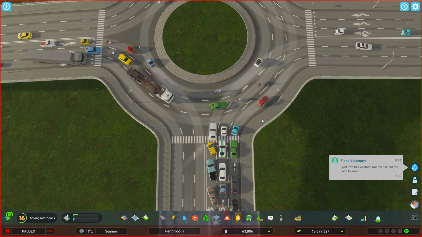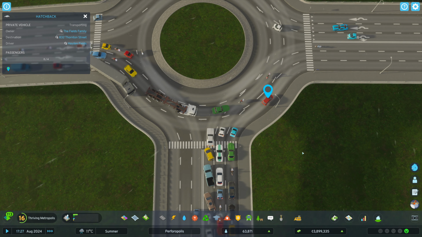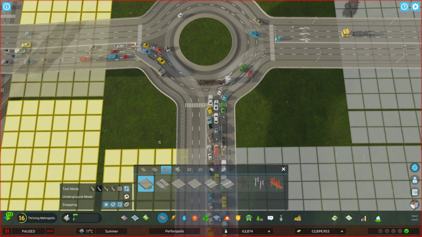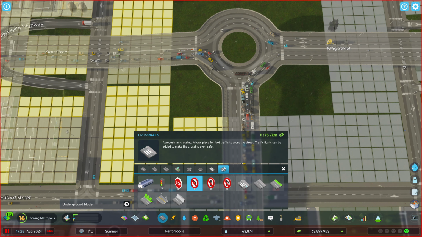And we've got this hatchback here just kind of chilling. But it'll get out of there soon enough, and we want to make sure to get rid of these crosswalks. No crosswalks here. We don't want pedestrians crossing these areas. Okay, no crosswalks in any of this. So that all looks good for now.